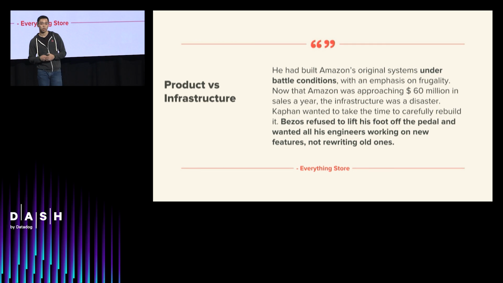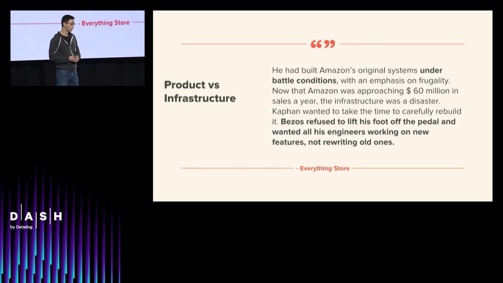This is true for even tech giants like Amazon. This is an excerpt from the book, The Everything Store. Amazon's original system was built under battle conditions, and their CEO refused to lift the foot off the pedal. He wanted to put all of its engineers on building new products rather than rewriting the same code. This is a familiar story of engineers wanting to slow down to invest in infrastructure, while business needs continue to push for everyone to develop ever more ambitious product launches. And it's no different from the story of our first SOA attempt.